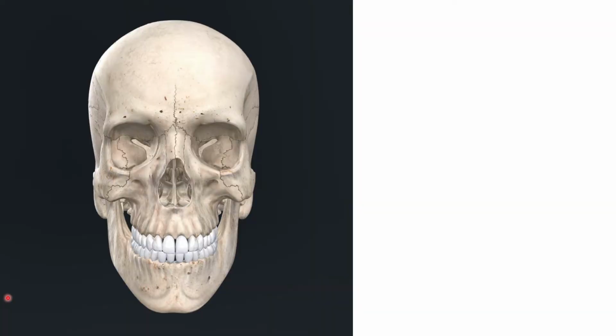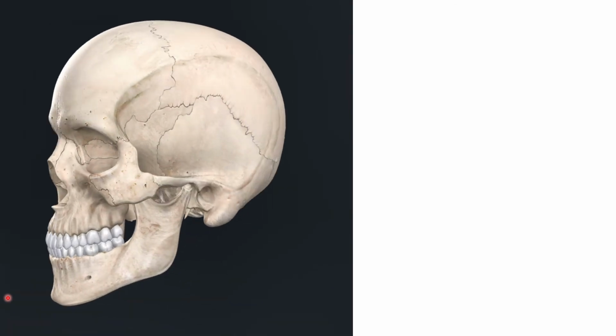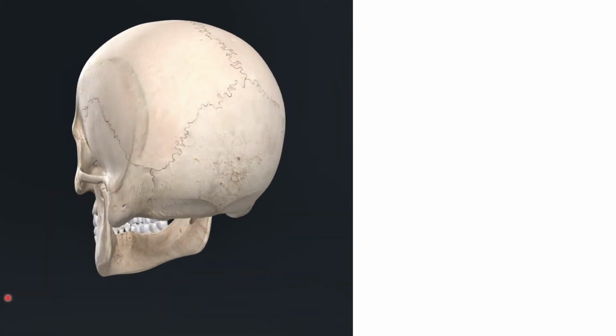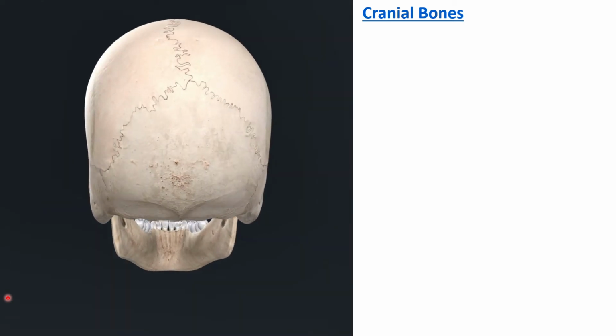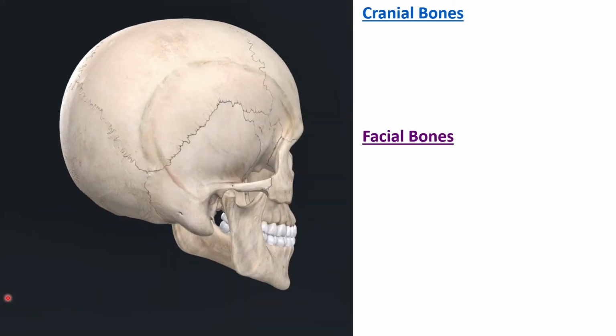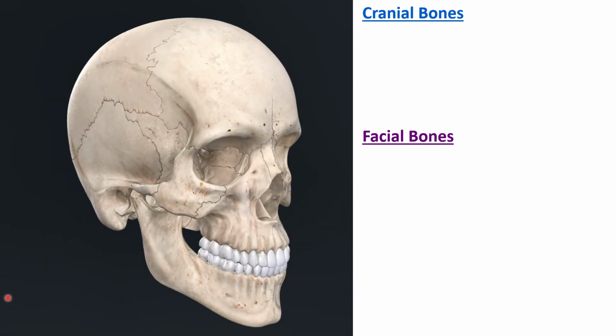The skull is the most complex structure of the axial skeleton, and it is composed of a total of 22 bones. There are 8 cranial bones that form the rounded cranium that completely surrounds the brain, and there are also 14 facial bones that help to form the structure of the face. Let's quickly take a little tour through these different bones.